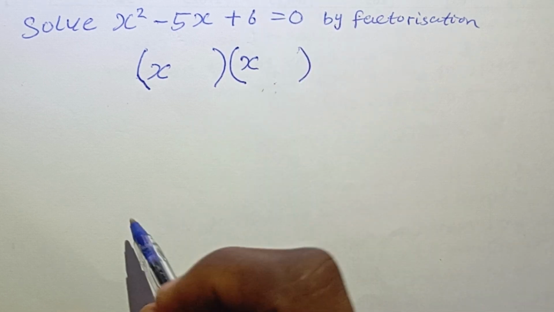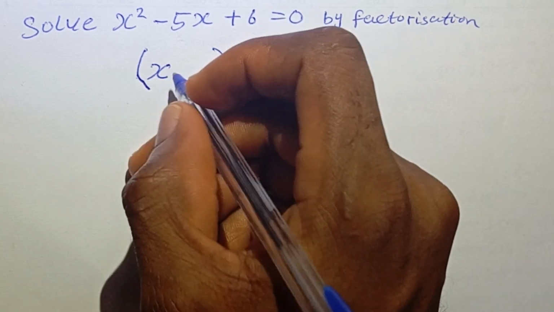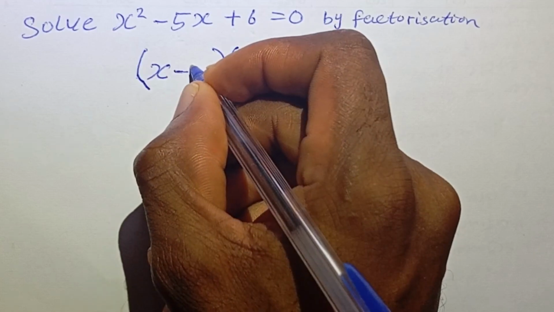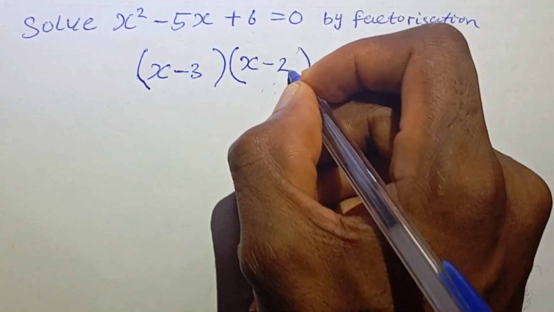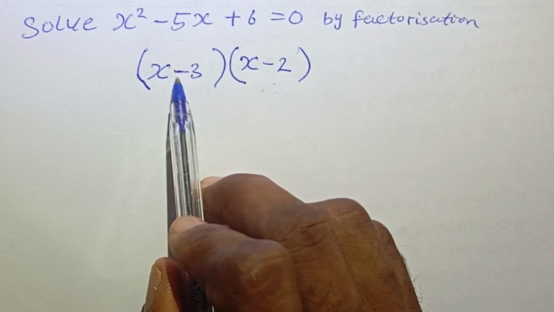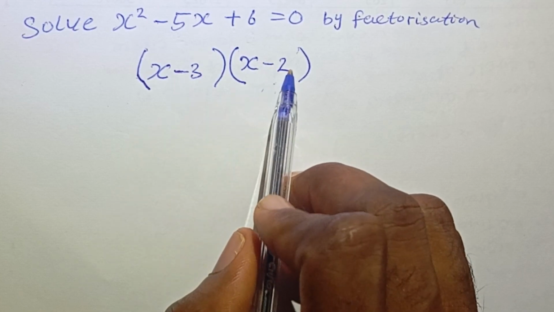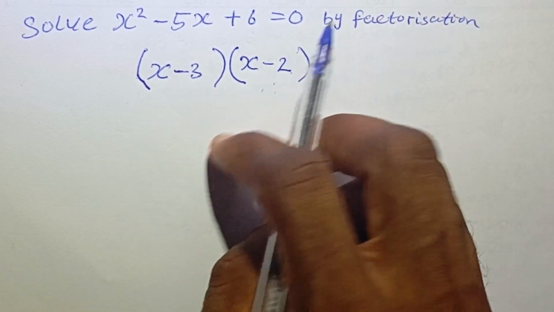So now we are just going to put the minus here, -3, and then this is -2. You can choose to write -2 here and -3 here, it is still correct. Then what's the next thing?